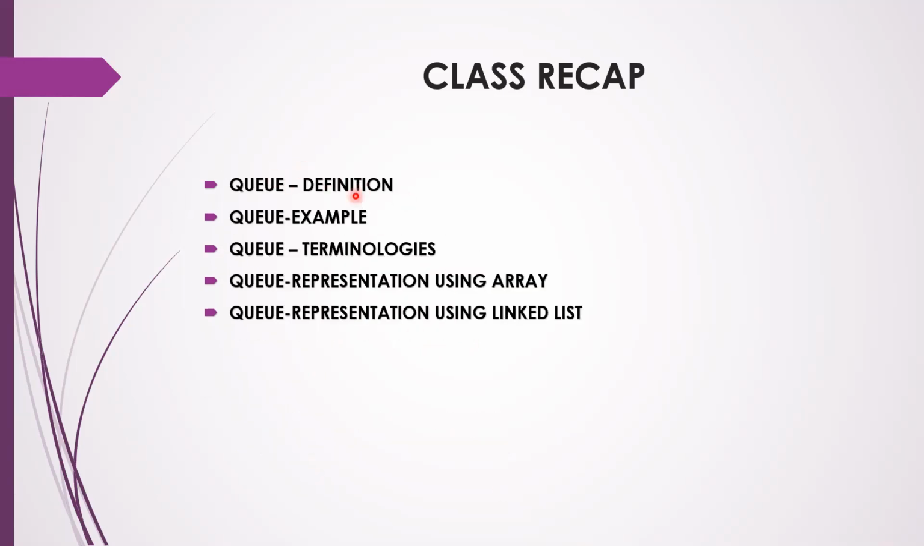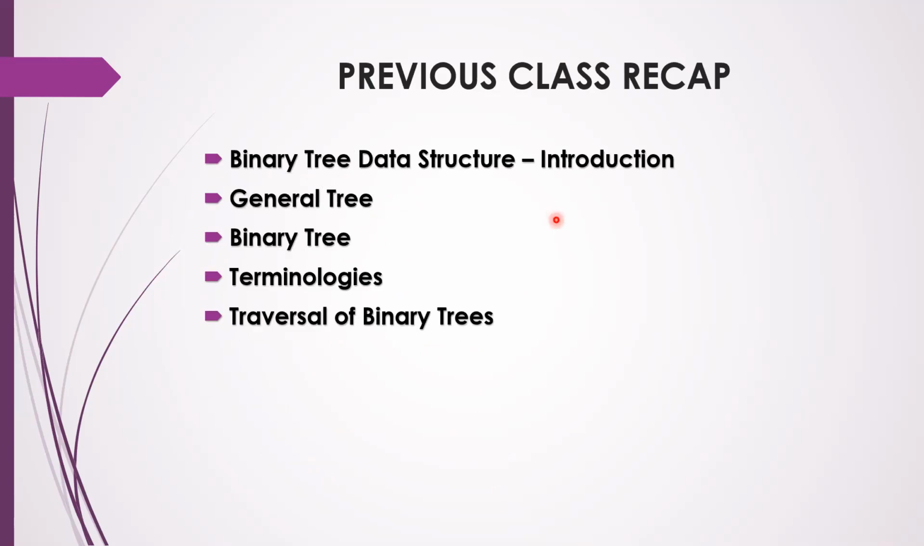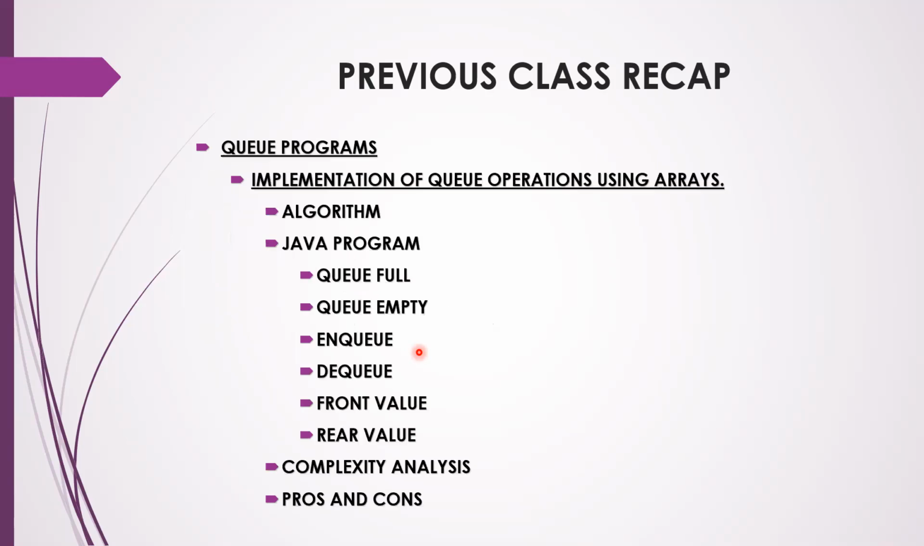We saw what is queue, its definition, example, terminologies, and how queue can be represented using array as well as linked list. So in queue, we saw enqueue, dequeue, and how to get the rear value, how to get the front value. Then we saw the binary tree data structure, its introduction, the general tree format, and the binary tree format, its terminologies, and traversal of binary trees overview like pre-order, post-order, and in-order.